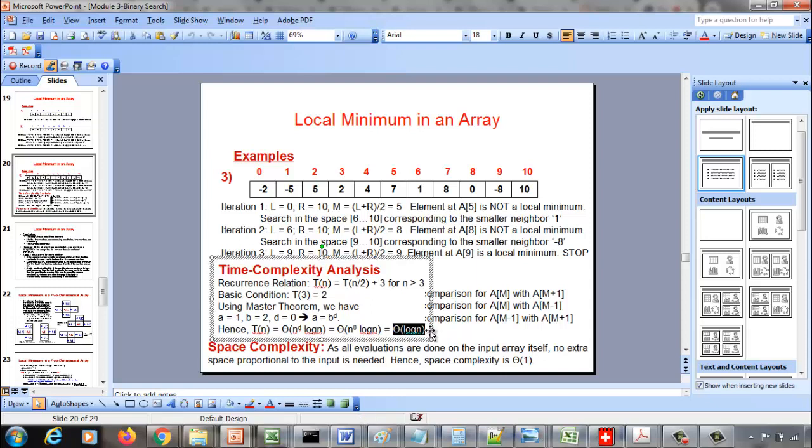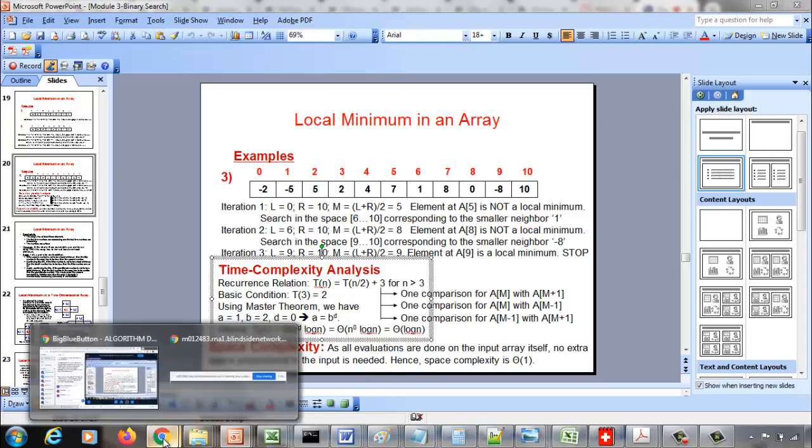Now the space complexity is theta of 1, because we do all such comparisons and evaluations on the input array itself. So we don't need any additional space that grows with input size. Okay. Any questions so far on the time complexity analysis?